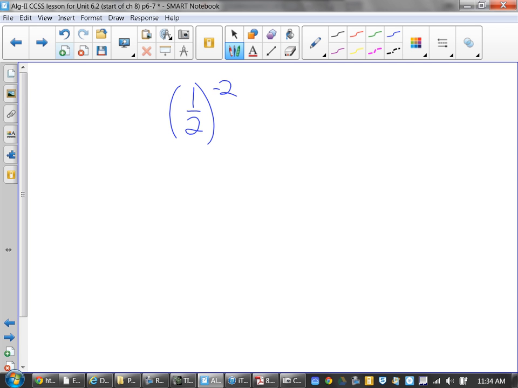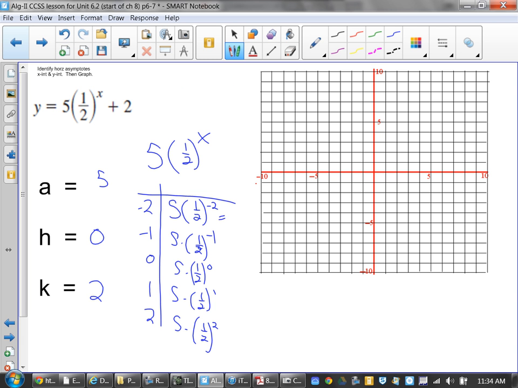The property of exponents tells you that when you have a fraction raised to an exponent, both the numerator and denominator get that exponent. Since this one's negative, you might as well just flip it right away. 2 over 1 squared, and 2 squared is 4. So that's why we're getting 4 times 5, 20. 2 times 5 is 10.